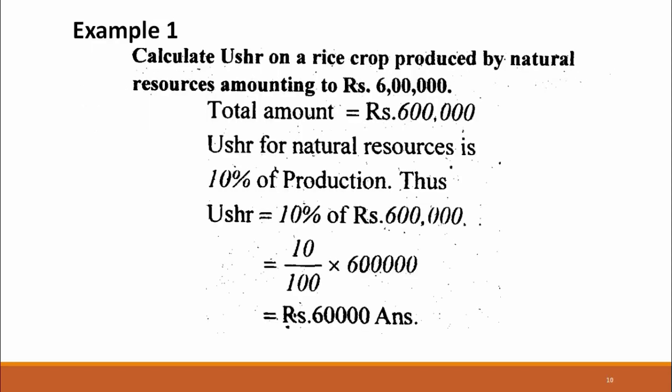For example, calculate ushr on a rice crop produced by natural resources amounting to Rs 6 lakh. Suppose the amount of products is 6 lakh rupees, and it is given that the land is irrigated by natural sources. So the rate of ushr is 10%. 10% of 6 lakh means 10 divided by 100 multiplied by 6 lakh, and we get 60,000 rupees for ushr. In this problem the land is irrigated by natural sources, so we calculate ushr at the 10% rate.